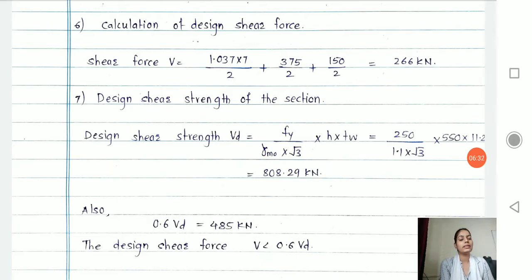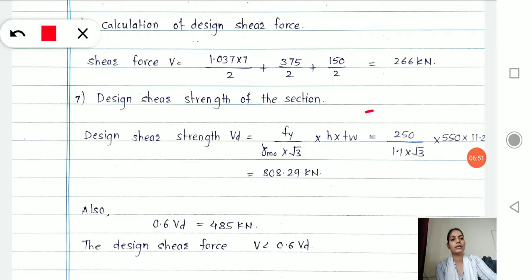Now next is calculating design shear strength. How do we calculate that? This is given in your IS code. You have a codal provision for it: Fy divided by gamma m naught into under root 3, into Fy into h into thickness of web.